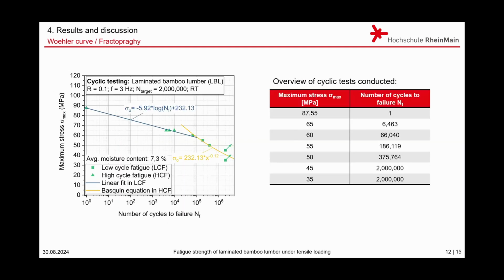Afterwards, we did some more constant amplitude tests on different load levels. As you can see, we tried to estimate the first Wöhler curve for the material. In the low cycle fatigue regime, we did a linear fit with the given formula to estimate the Wöhler curve, and in the high cycle fatigue area we used the Pascal equation to estimate the curve. Once more, you can see an overview of the cyclic tests, so the constant amplitude tests, the different load levels and the reached numbers of cycles to failure.